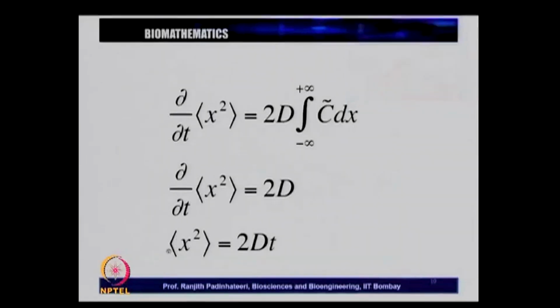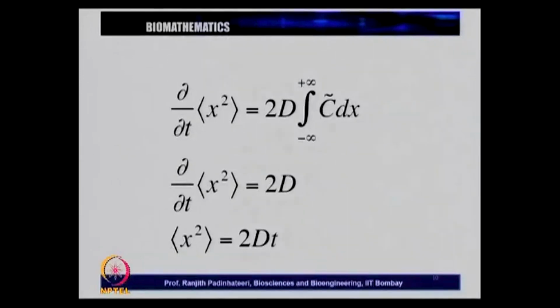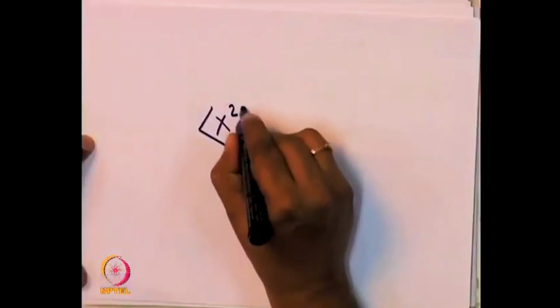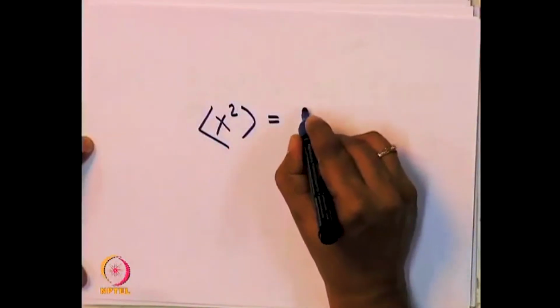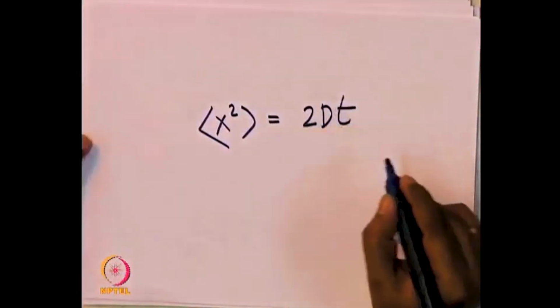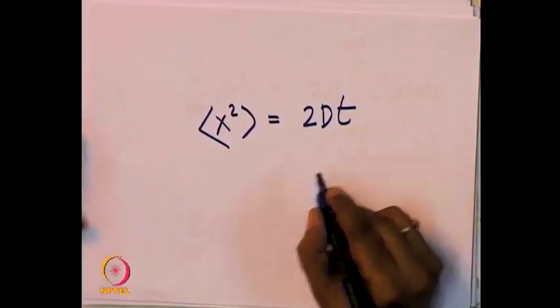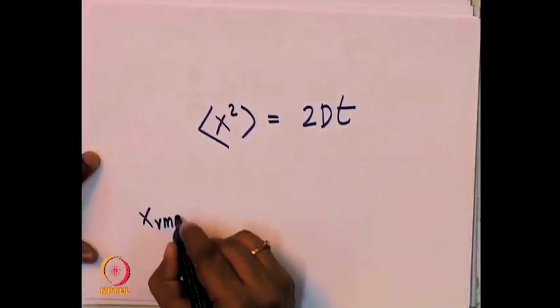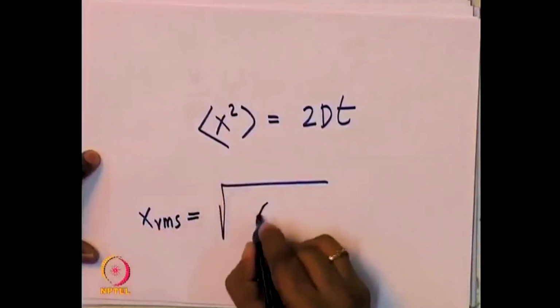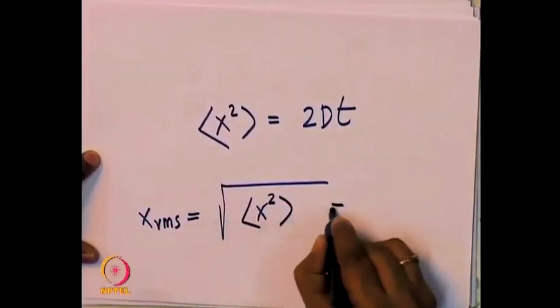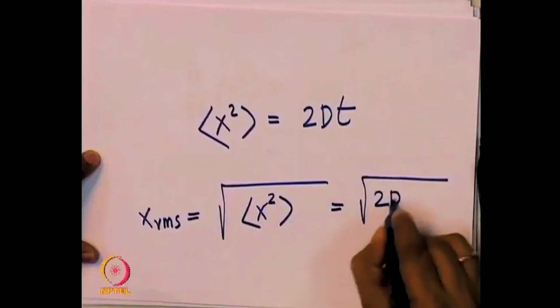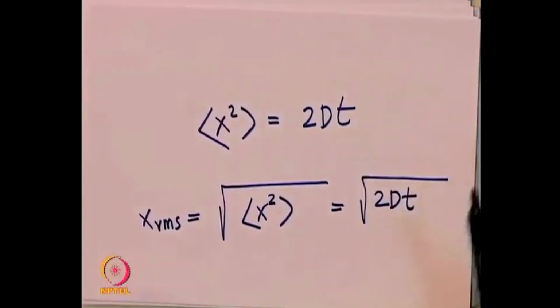This is a very interesting and very important relation as far as diffusion is concerned, very widely used in many contexts in biology and in many places. So, what did we get? We got x square average is 2dt. We can say x RMS is the square root of x square average, which is the square root of 2dt. What does that tell you? This has a lot of significance, so let us think for a minute about the significance of this result.